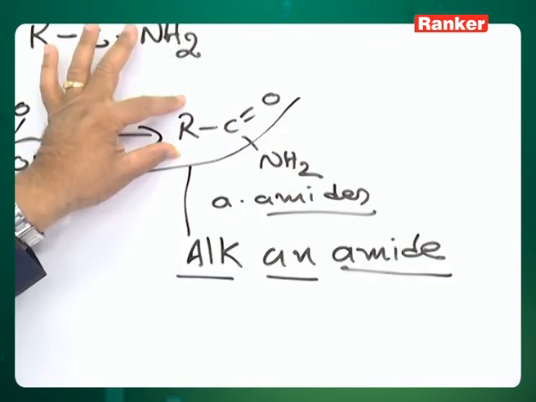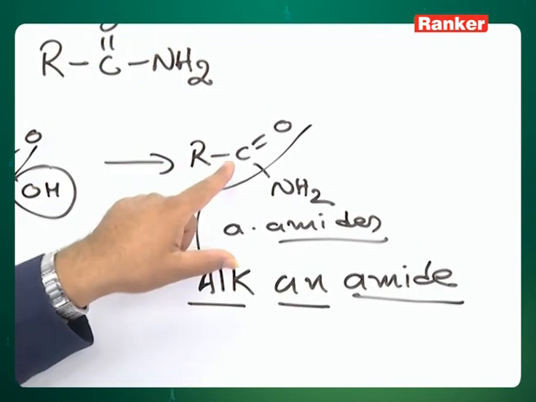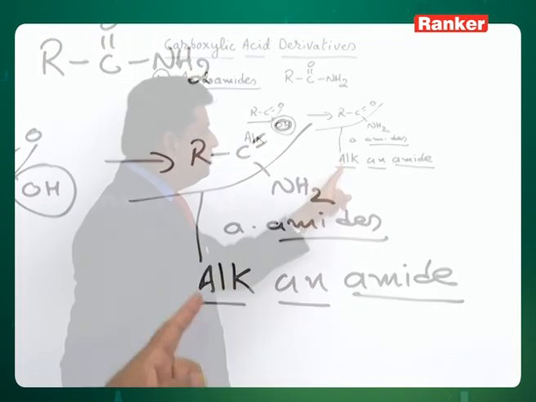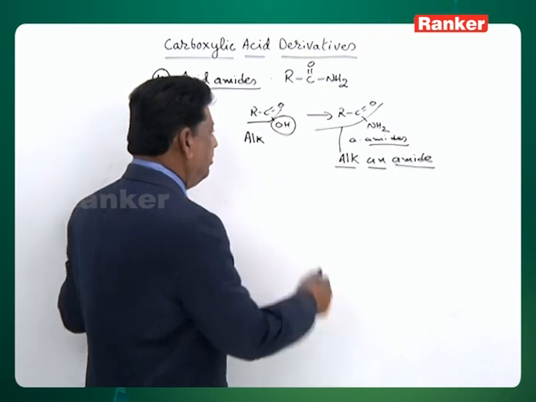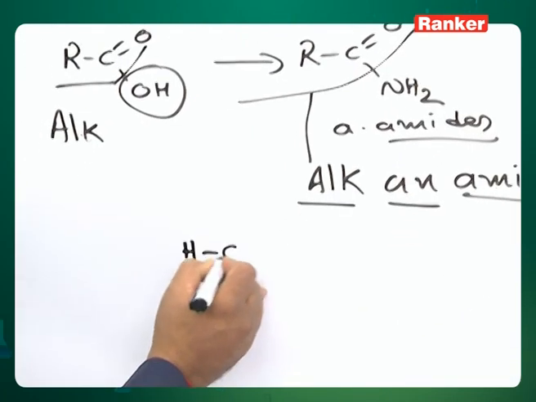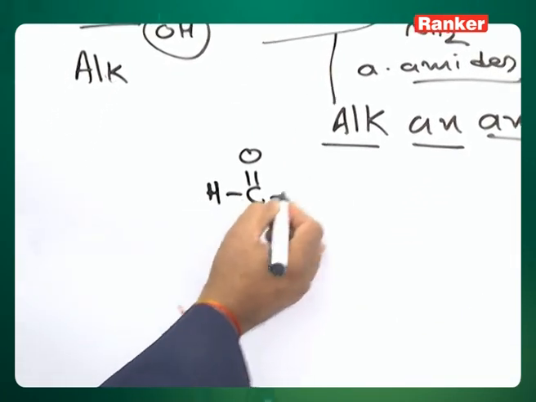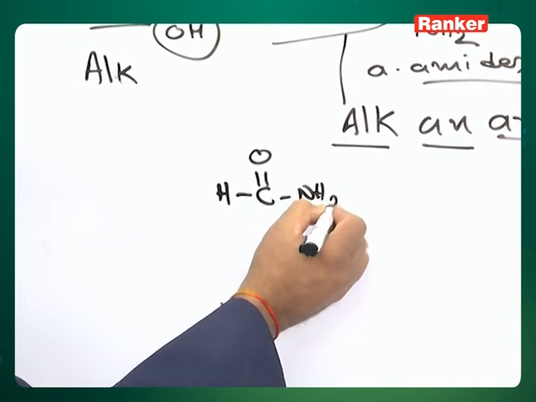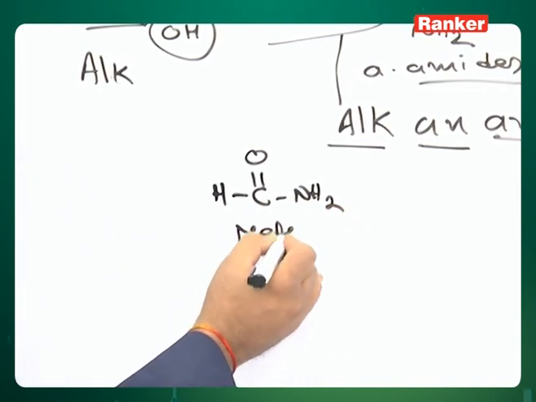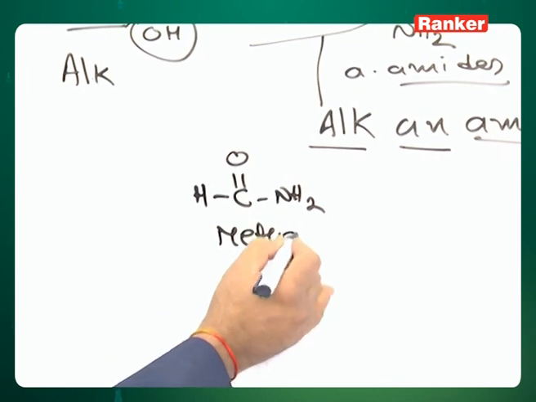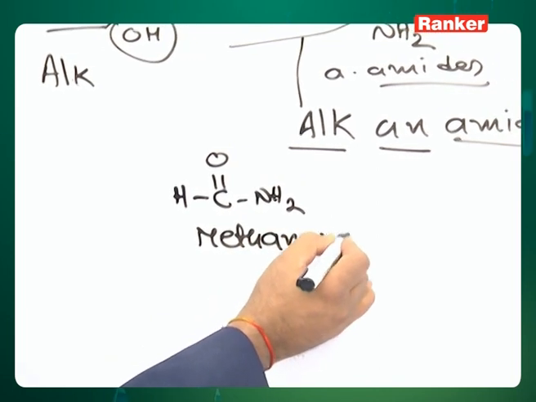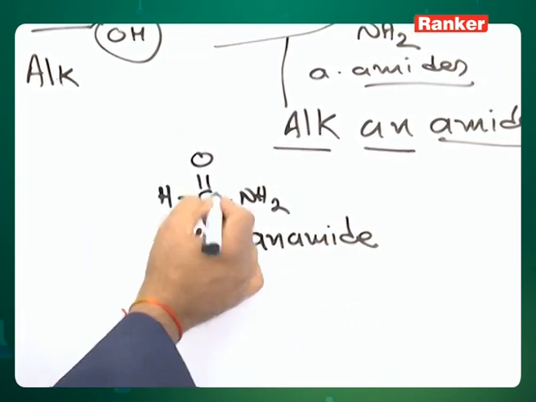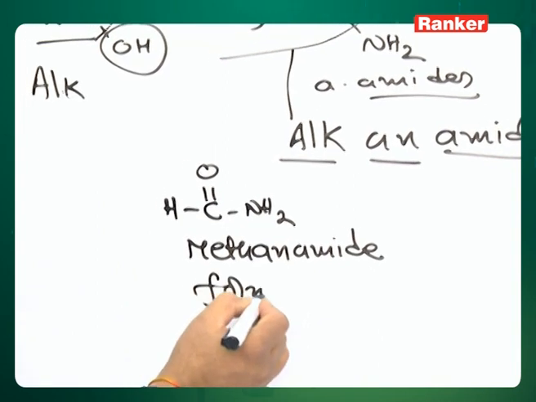So, if R is equal to hydrogen also, there will be one carbon. Therefore, one carbon means methanamide. The first member of the amide will be from formic acid, or the one carbon amide is known as methanamide. One carbon methanamide, commonly known as formic acid amide, therefore formamide.